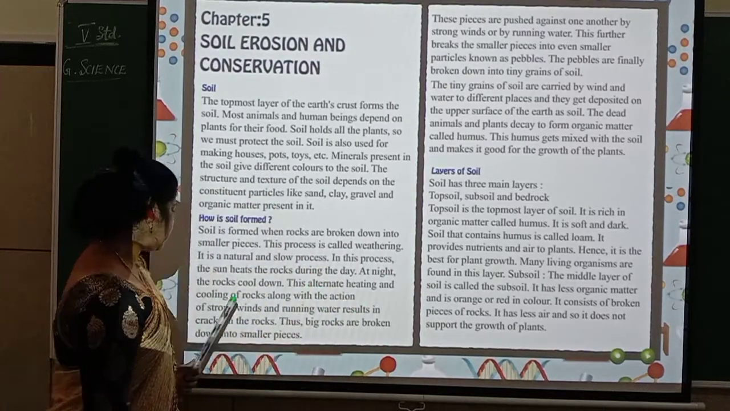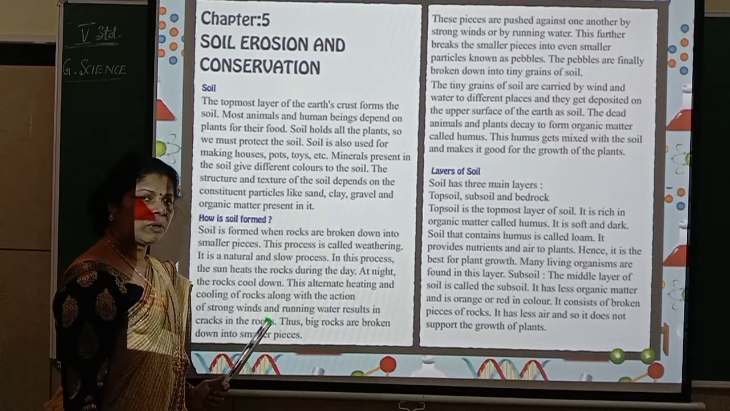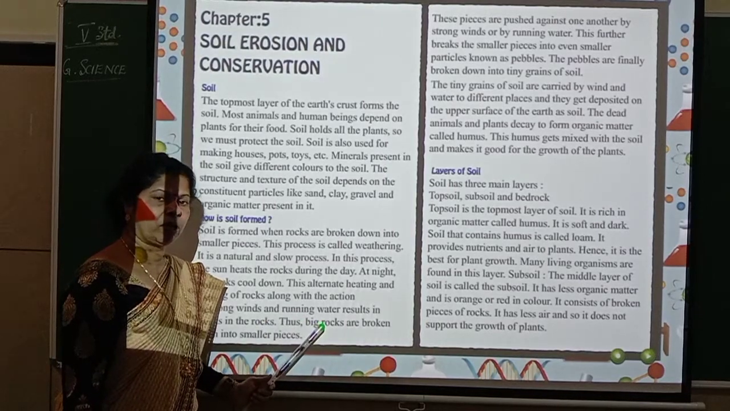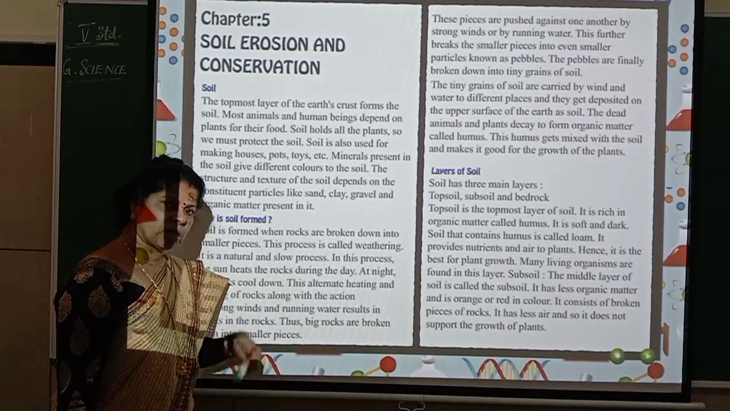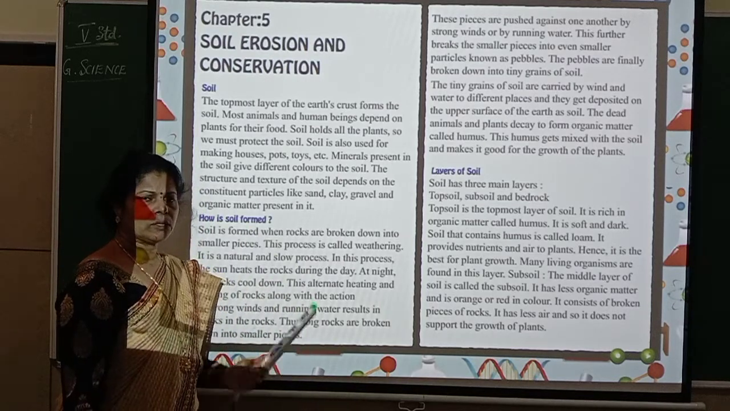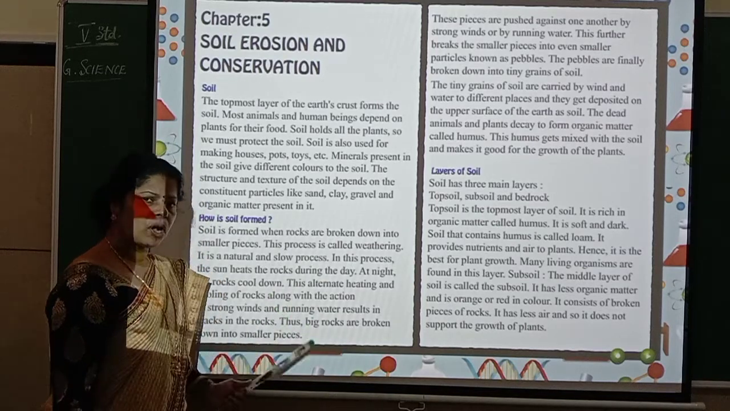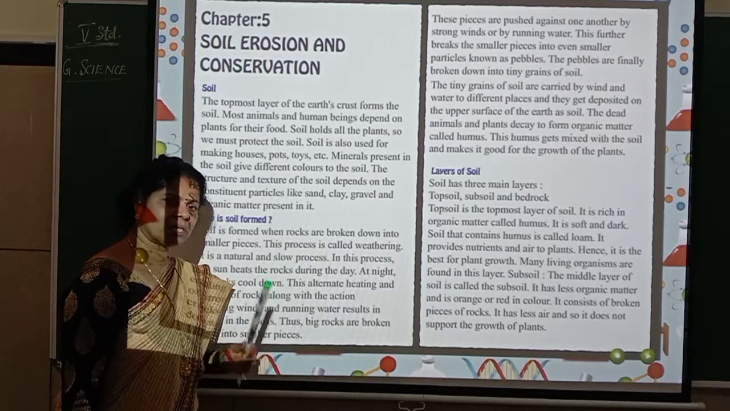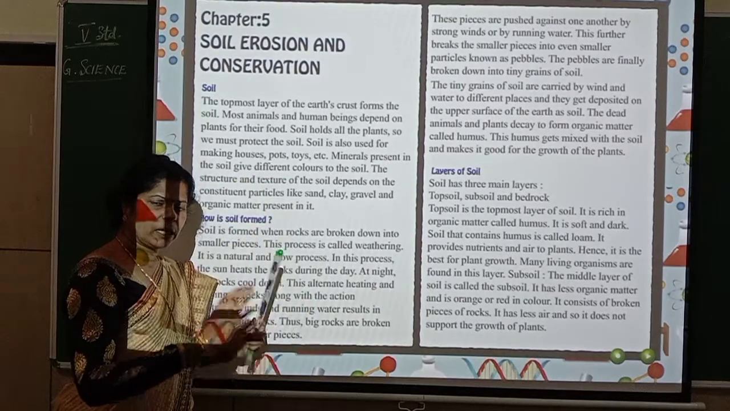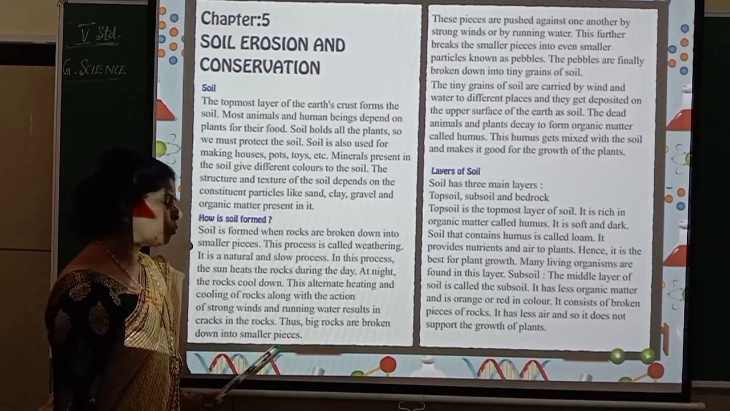So this alternate heating and cooling of rocks along with the action of strong winds and running water, whenever there is heavy rainfall and water starts flowing, results in cracks in the rocks. So heat, light, and then cooling temperature plus the strong winds and the running water, all these will make cracks in the rocks, means small breakages in the rocks. Thus big rocks are broken down into smaller pieces.